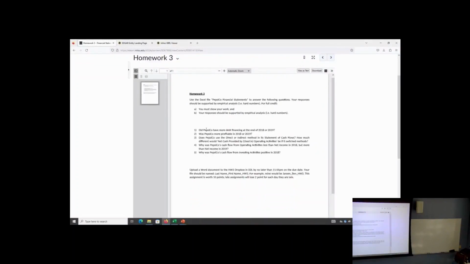All right, homework 3. So the first one is relatively straightforward. Just look at the total debt outstanding for the firm. You have your short and long-term portions.